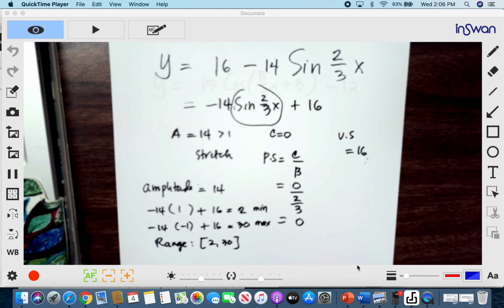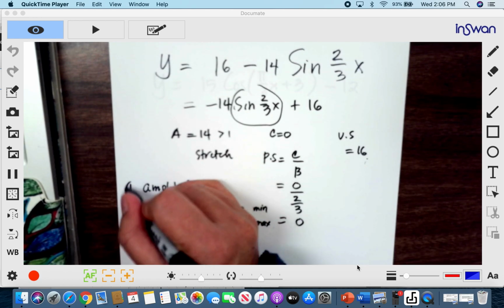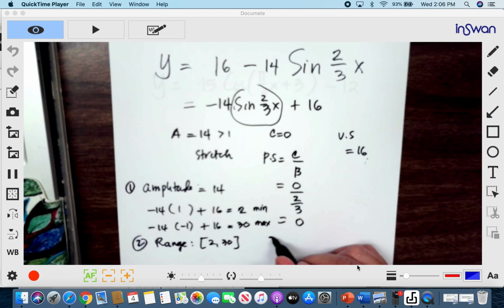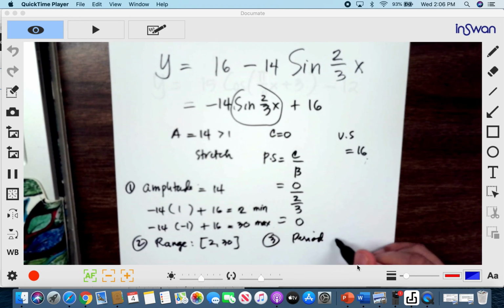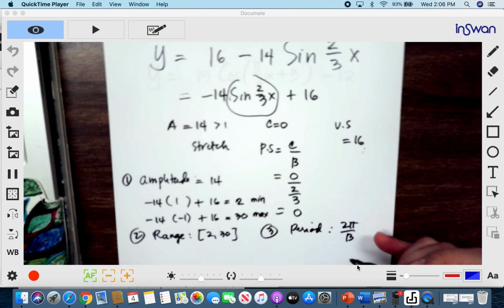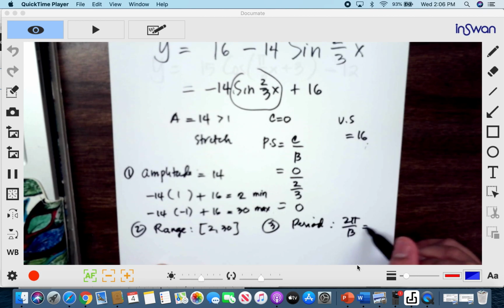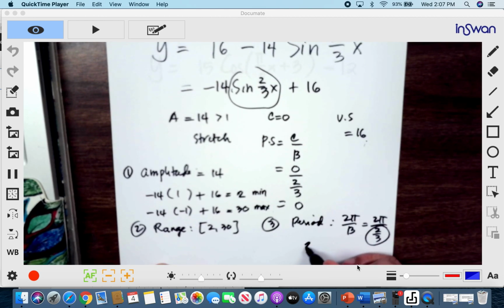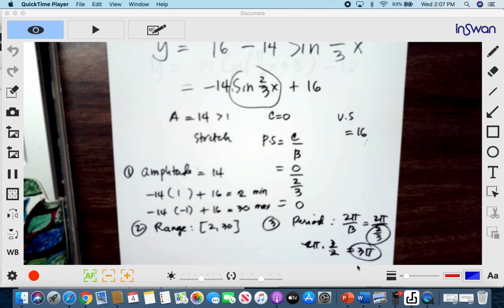That will give us a range of 2 to 30, meaning the values of y are limited to the numbers 2 to 30. And the last one is finding the period of our function. The period is represented by the formula 2 pi over b. And we know b is equivalent to 2/3. So that will be 2 pi over 2/3. We need to reciprocate 2/3 because we're dividing. So that's 2 pi times 3 over 2. So that cancels, giving us a value of 3 pi.